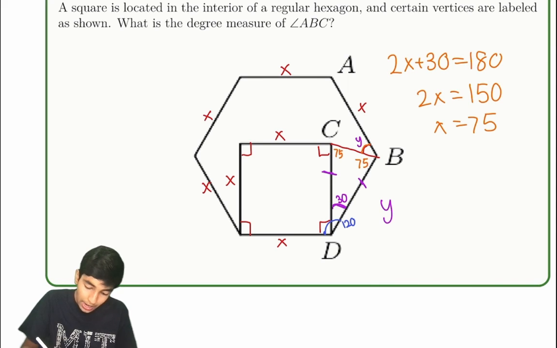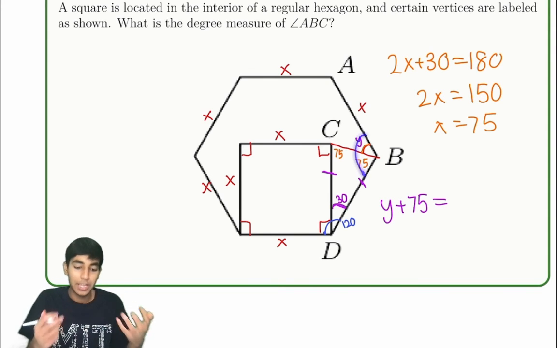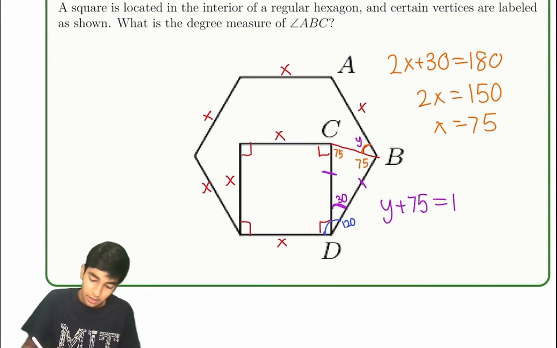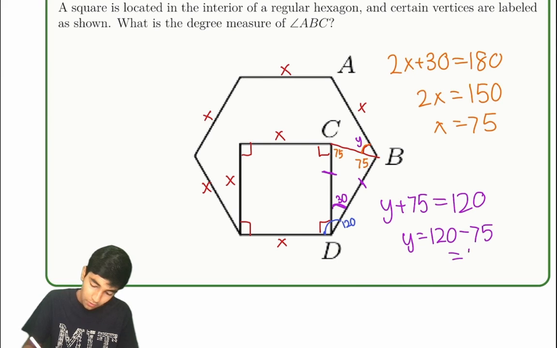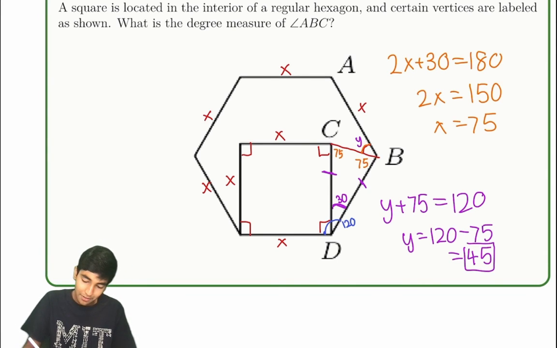We have that y plus 75 equals this whole angle, which is just the interior angle of a regular hexagon, 120, which we already just found. And now we simply have that y is 120 minus 75, which is 45. So our answer is just 45.